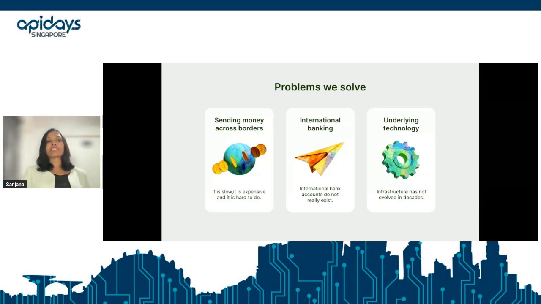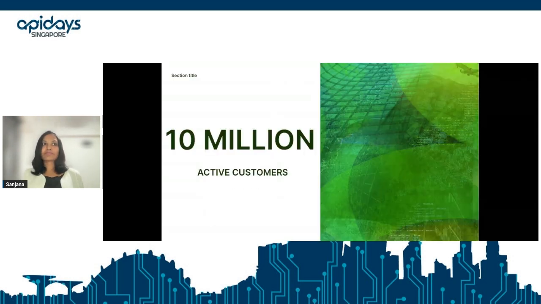Firstly, we know that sending money across borders is slow, expensive, tough, and hard to do. Secondly, international banking doesn't really exist at global scale. Businesses and people are looking for faster, cheaper, and more convenient ways to transact money across borders. And thirdly, underlying technology infrastructure has not really evolved in decades. So that's where Wise has stepped in to solve these three major problems for the world.